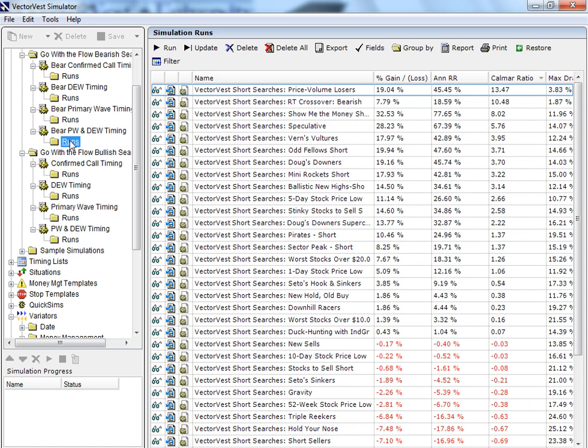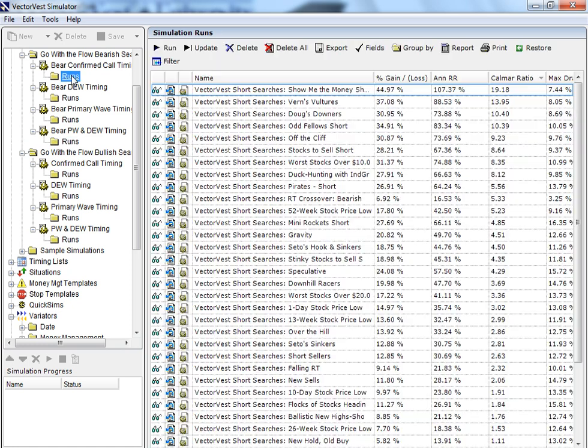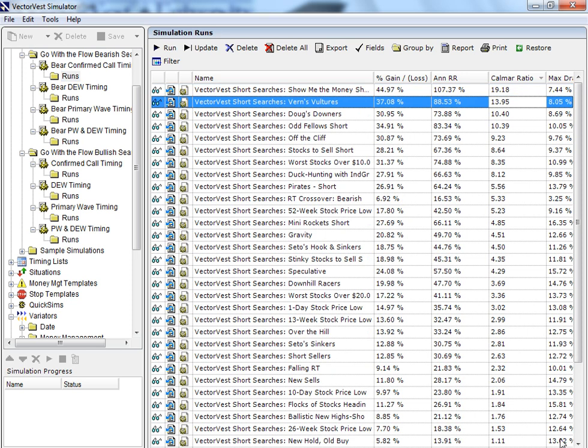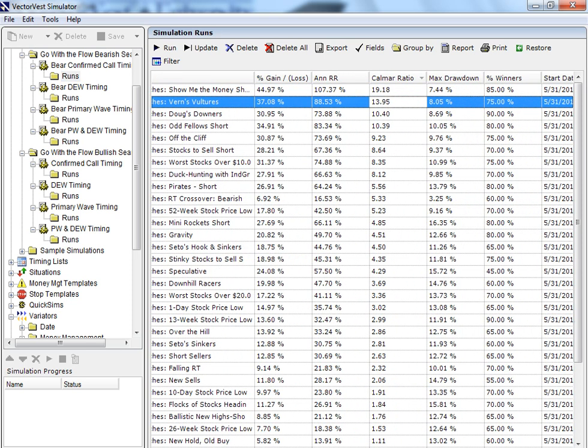So my first observation, kind of an interesting one, is that for both the bear and the bull runs, the steady hand navigated this rough patch most effectively. Those confirmed calls. If we come back up and look at our results, they Show Me the Money short. Our next best performer had a 37%, so 7% less performance. We picked up 1% of drawdown, but I can also scroll over a little bit. I have percentage winners, and I had 10% better winners, 85% winners on Show Me the Money short.